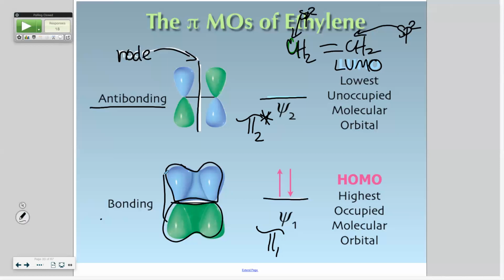So bonding is when we match. Anti-bonding is when we don't match. That's where the nodes are. You know that? Okay, so what we'll do is we will do this with 4 pi electrons, 4 p orbitals.